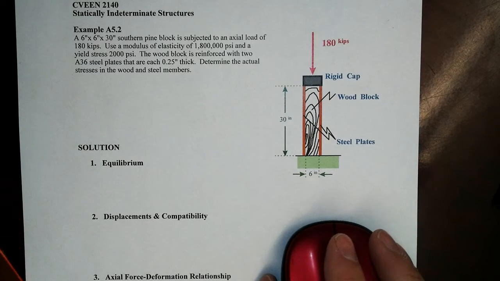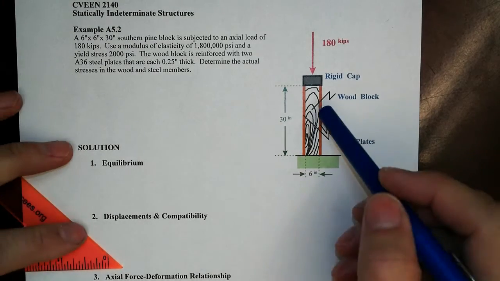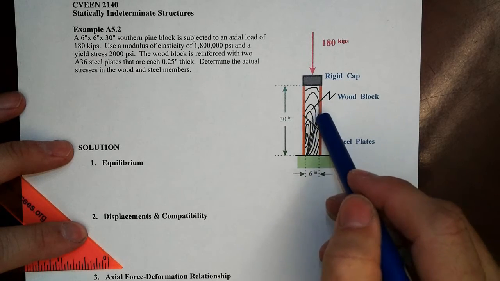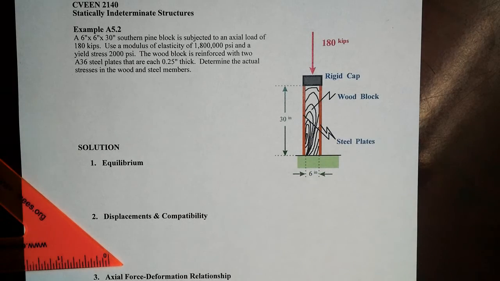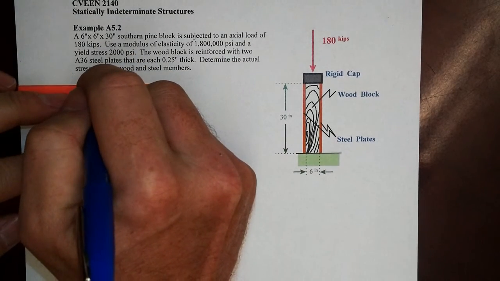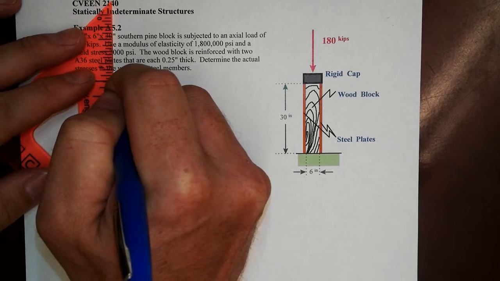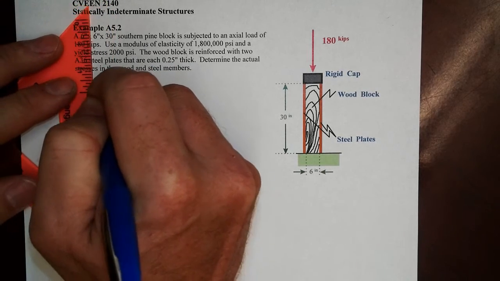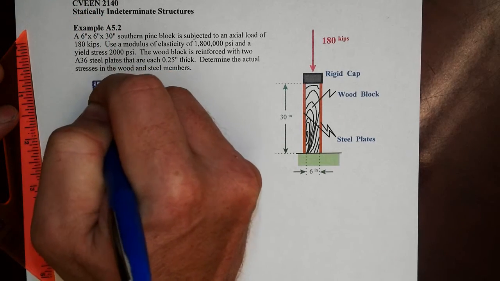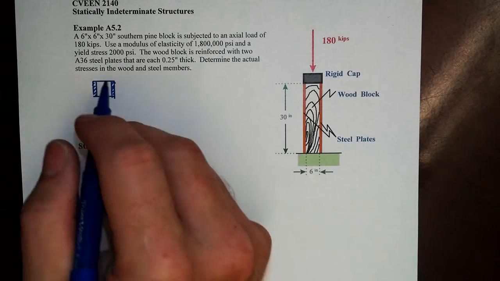In this example of a statically indeterminate system, note that we have a wood post with two steel plates. Just two, not all the way around, but only two. So let's draw a view from on top, or a cross-sectional view, that we have those two steel plates covering our wood post, right?